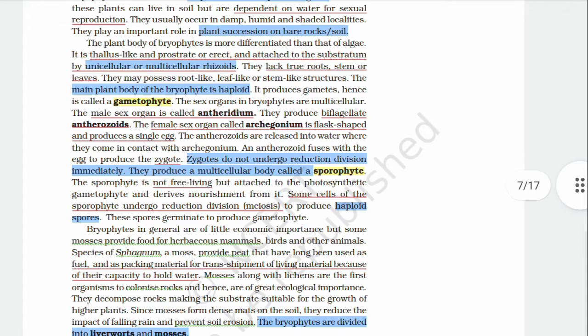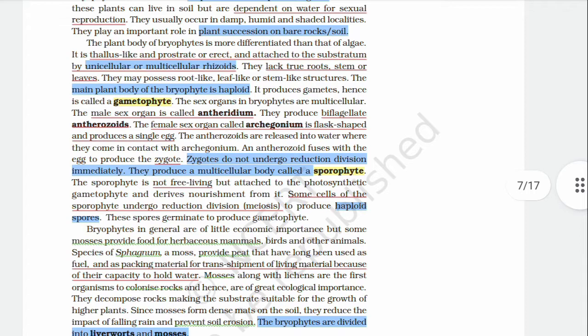What are rhizoids? So, here they have given that bryophytes are thallus. So, thallus means they lack true roots, true stem, or true leaf. They have only root-like, leaf-like, and stem-like structures. So, rhizoids are root-like structures. Here, the main plant body is haploid and it is known as gametophyte. Simply, you remember gametophyte. Gametophyte means gamete producing type. So, it will produce gametes.